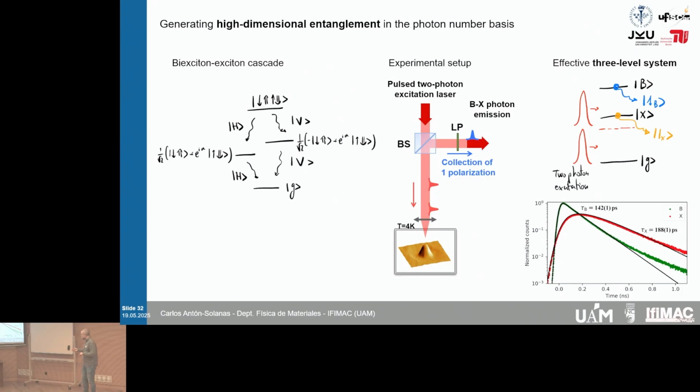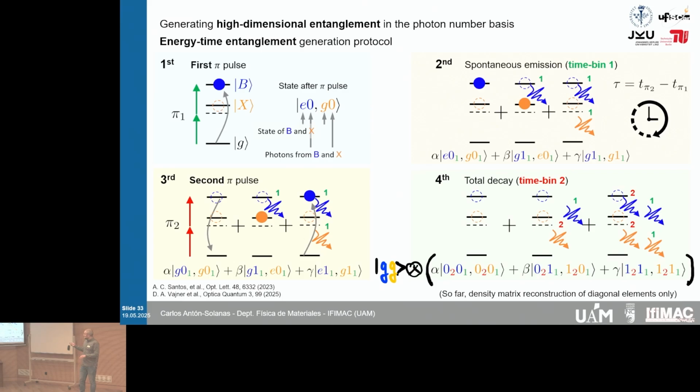where the bi-exciton should be decaying twice as fast as the exciton. Okay, and then the next question, and I think the next slide is a bit messy, so you will forgive me for the next slide. Here I'm just trying to explain the excitation scheme that we have been using in order to harness this high-dimensional entanglement, and it is exactly the same as the one I explained previously for the two-level system. So in this case, we're going to be driving first with a pi pulse that is loading the bi-exciton in the excited level here.